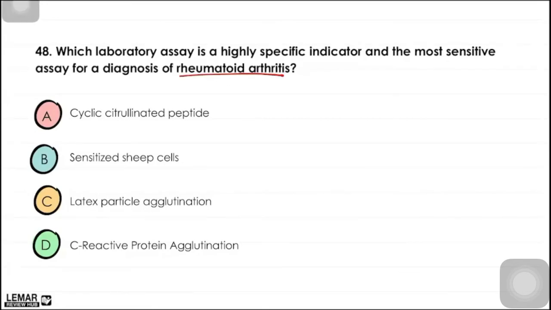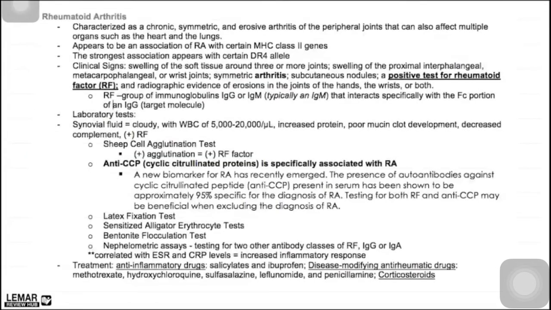So let's first discuss rheumatoid arthritis. Rheumatoid arthritis is a long-term condition that causes pain, swelling, and stiffness in the joints. Usually patients with rheumatoid arthritis present with symmetric and erosive arthritis, also involving multiple organs such as the heart and the lungs. There appears to be an association of rheumatoid arthritis with certain MHC class 2 genes, encoding for the DR4 HLA antigen.